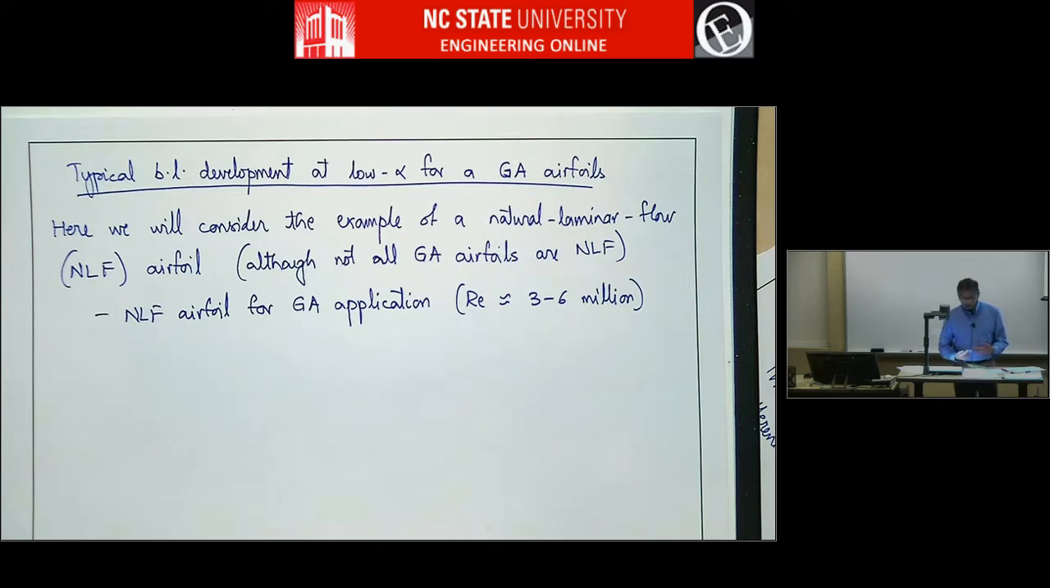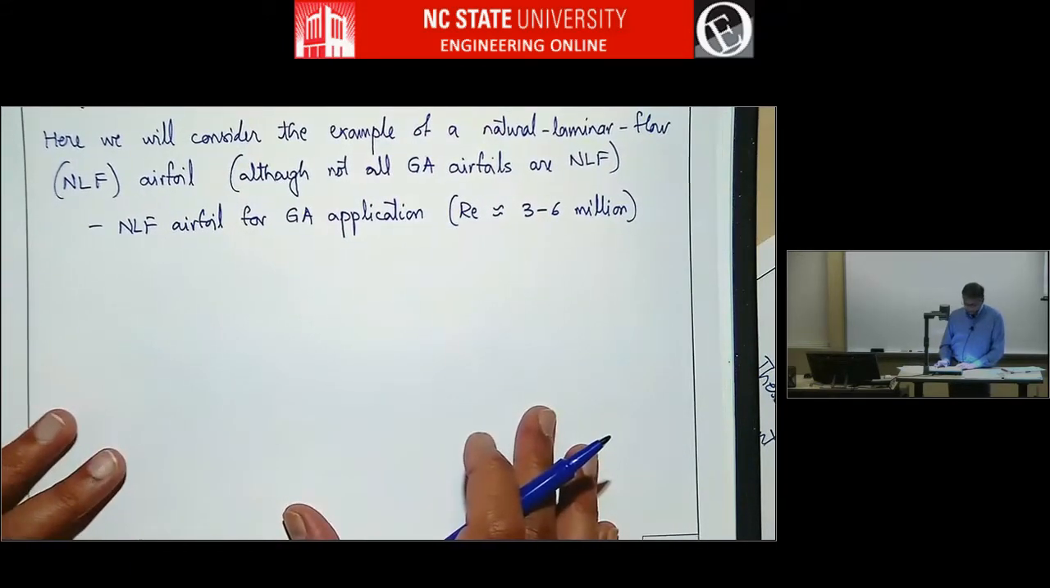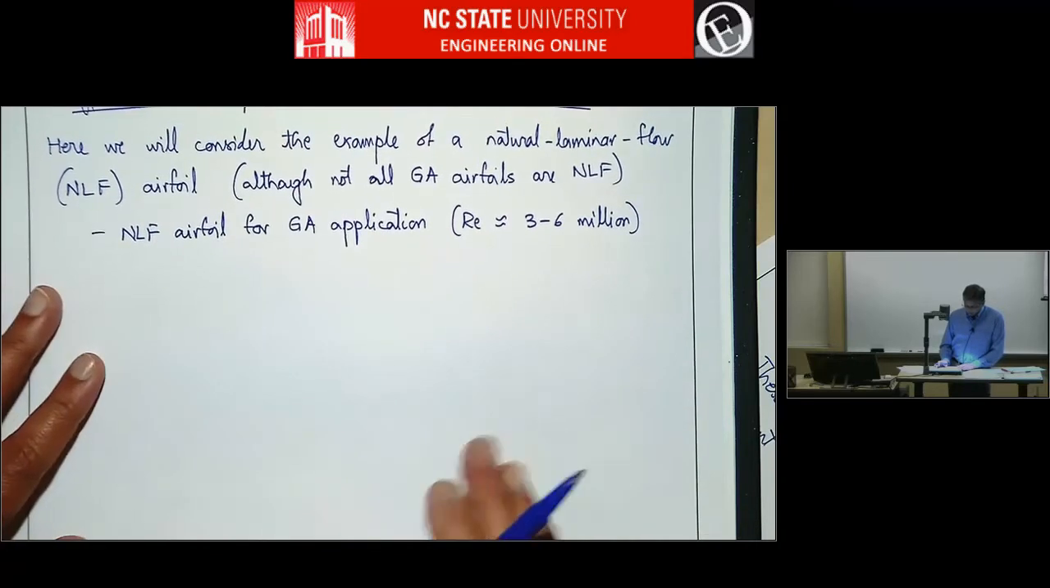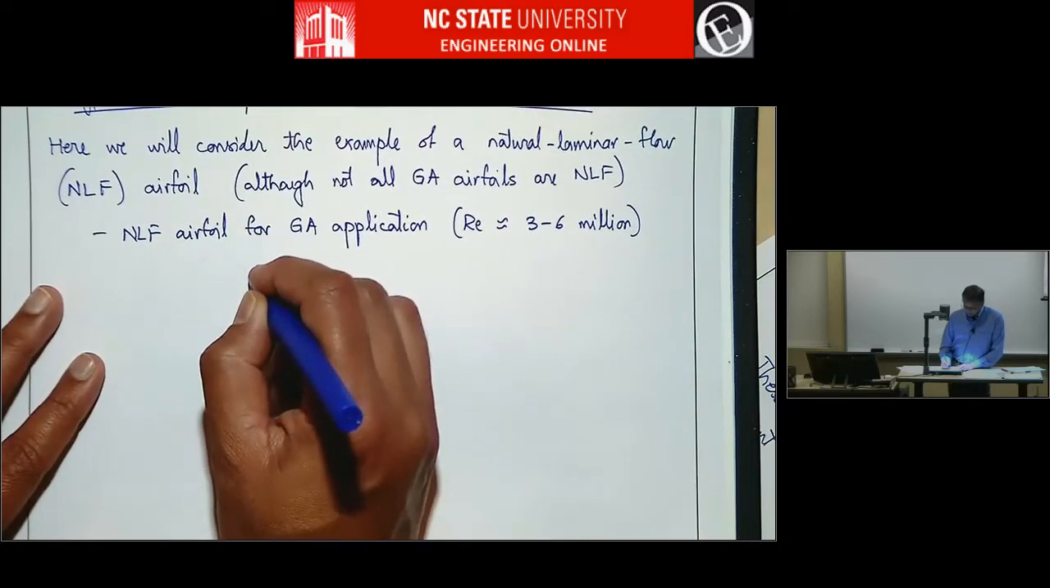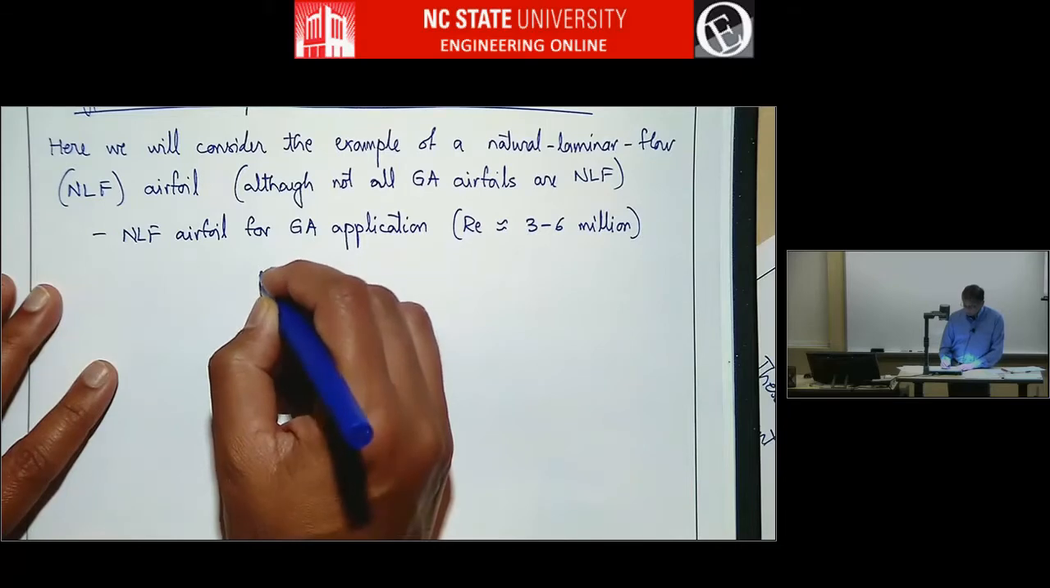So to use NLF airfoils, you have to have construction that's free of imperfections and that's fairly smooth, and that's become possible largely with composite construction. So fiberglass, carbon fiber airplanes have smooth wing skins. They don't have rivets. And in these, you can use NLF airfoils. Okay, but without going too much into those things, let's just start looking at aerodynamic characteristics.